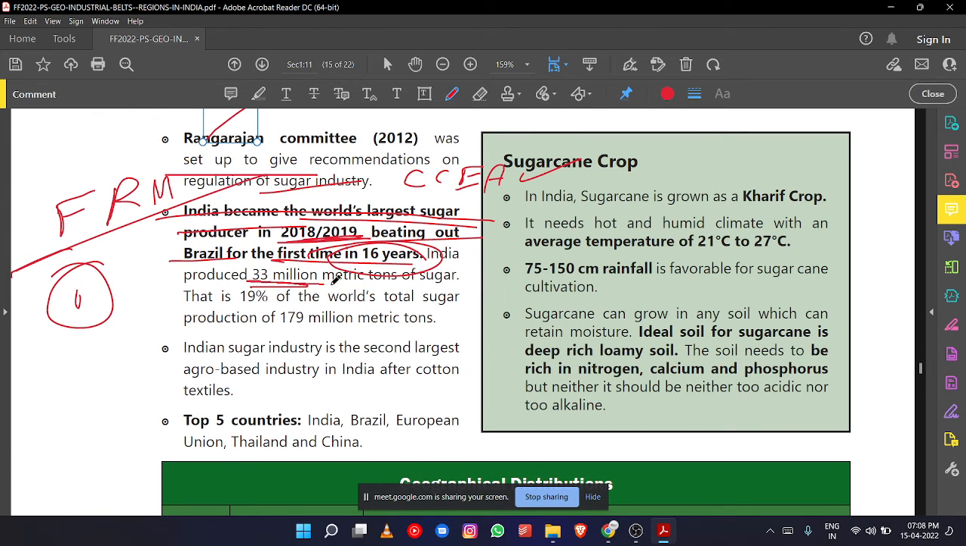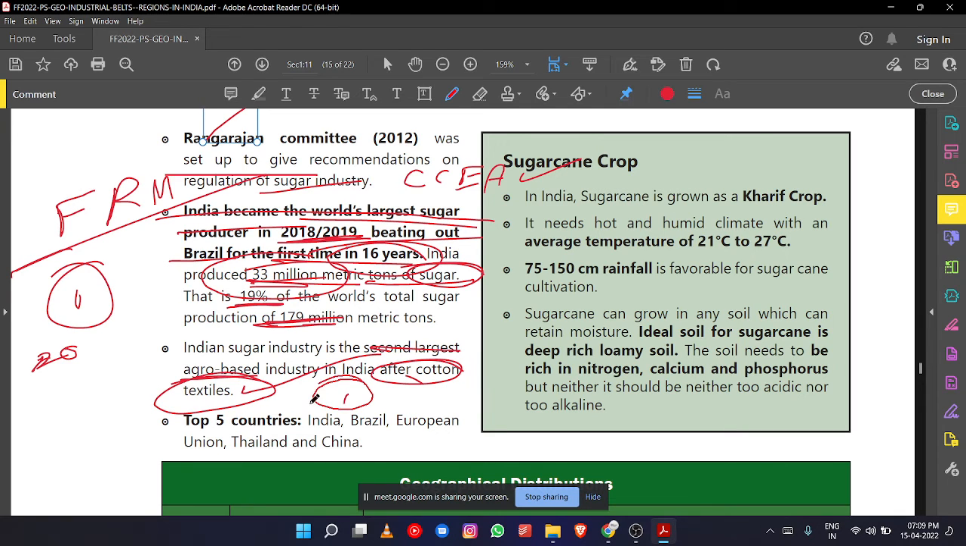India produced 33 million metric tons of sugar. That is almost 20% of the global sugar production. The world's total is 179, and India is producing 33 out of it. India's sugar industry is the second largest agro-based industry in India after cotton textile. Among agro-based industries, first position cotton, second position sugarcane.